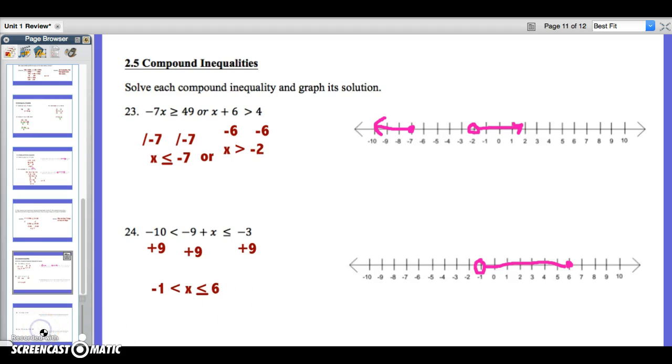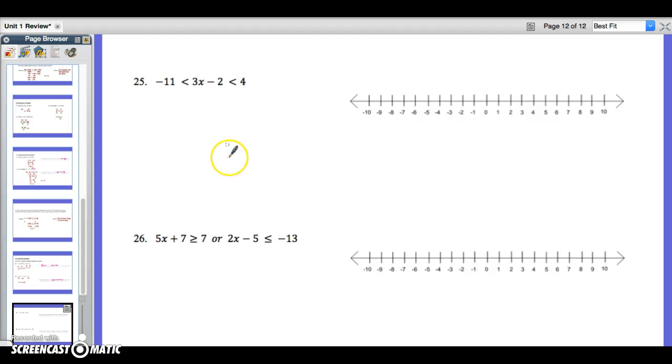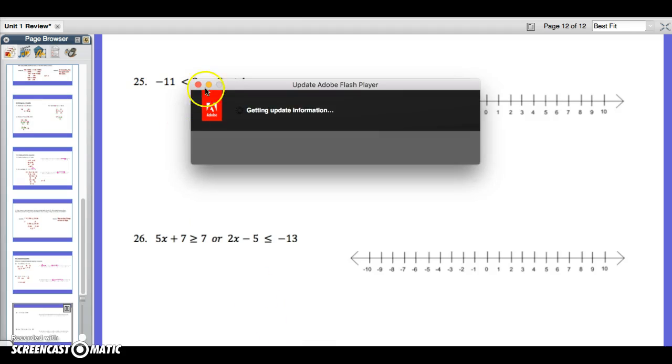Okay, 2 more problems, and then we'll be done. So this one has 2 steps. We have to isolate the x in the middle here. I'm going to pause this actually, and we'll start another video.